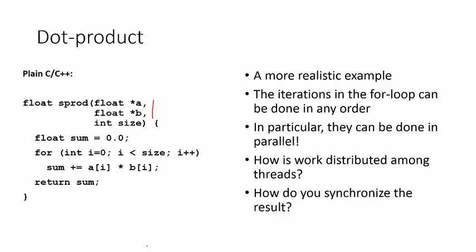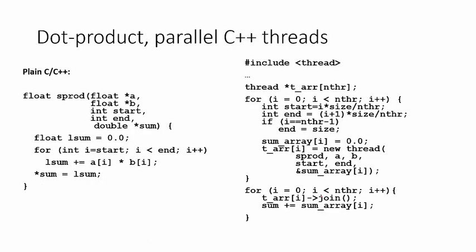We still have to think about how the work is distributed among the threads, and how you synchronize the results. And it turns out to be pretty complicated. In C++ threads, or in pthreads for that matter, there is no way to communicate the result of a thread function to the main thread that called it. So this means that we need to have a special argument here called sum that represents the result of the function. So we create an array, sum array, that will hold the result for each thread.